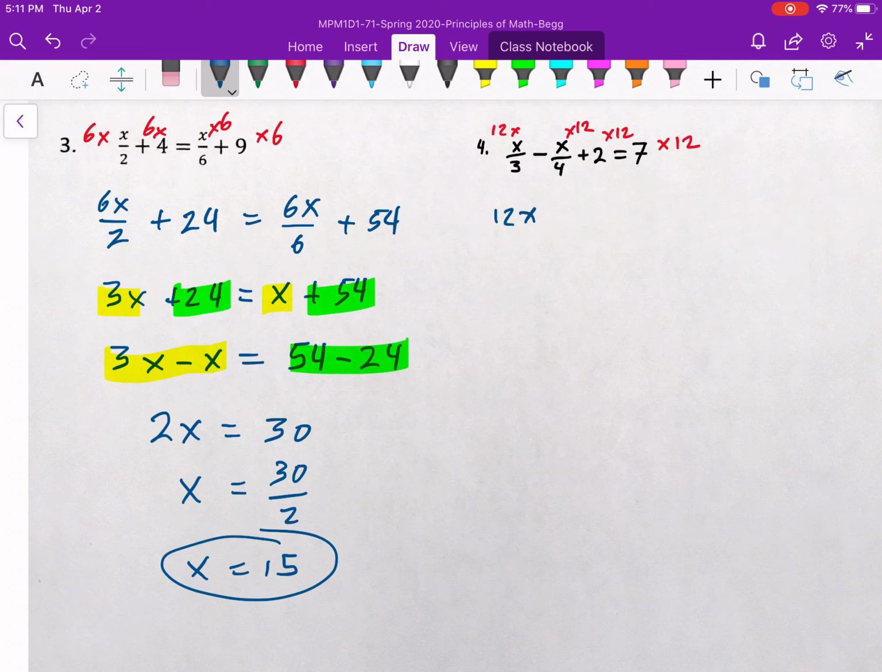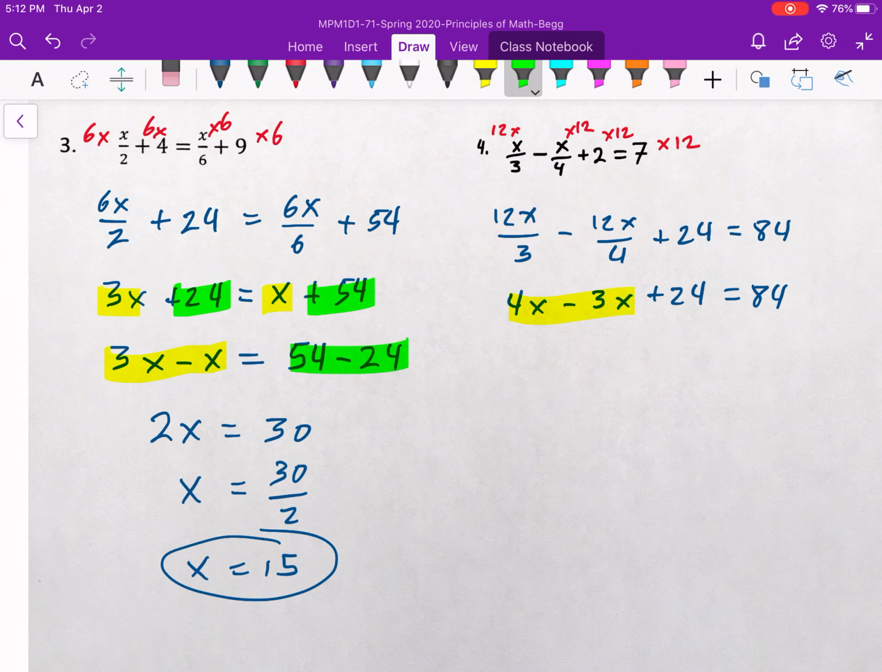So I'll get 12x over 3 minus 12x over 4 plus 24 equals 84. And then if I simplify my fractions again, I'll be able to get rid of the fractions. I'll get 4x minus 3x, and I'll do it in the next step. So I'll just write this out. And then again, I've got like terms, x terms. These are constant terms. And so then I've got x equals 84 minus 24. And so x equals 60.